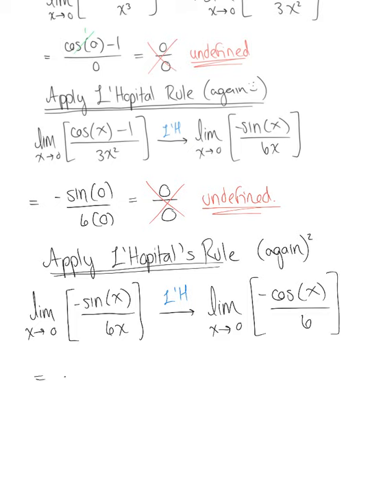And this time when we evaluate, we have minus cosine of 0 over 6. So we know that cosine of 0 is 1. And hip hip hooray, we are left with a beautiful final answer of negative 1/6.